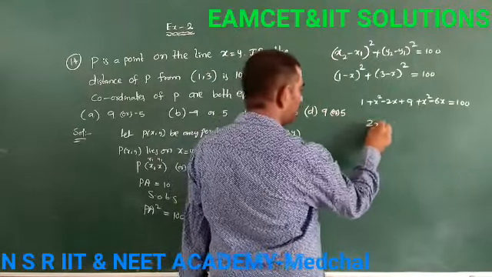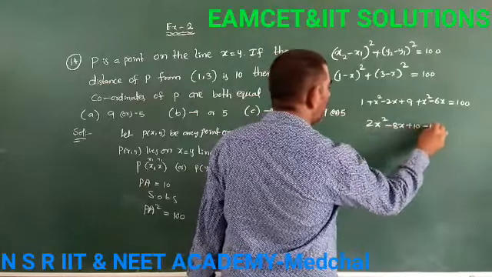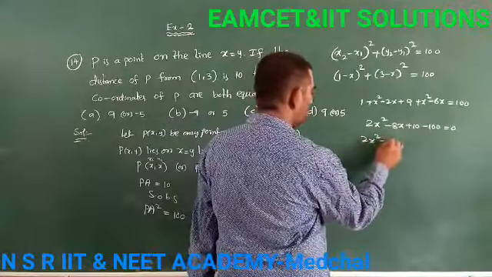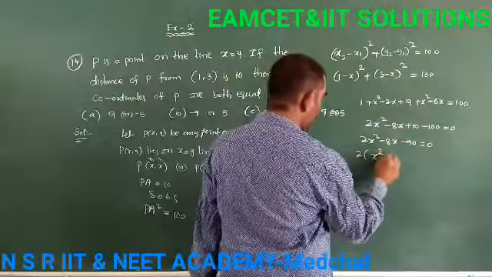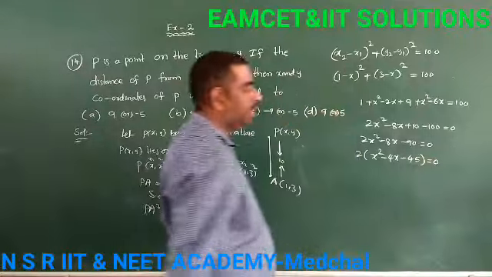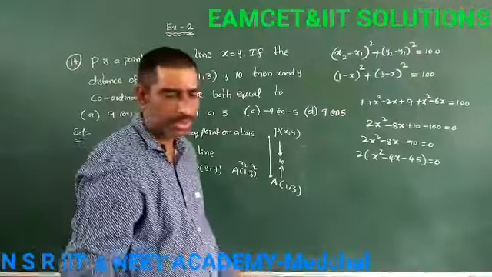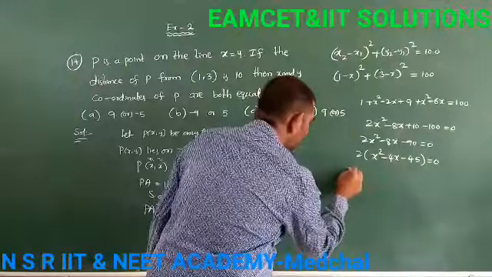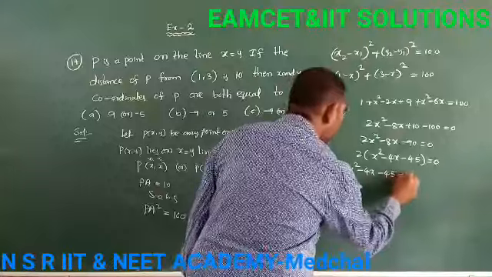X square plus x square is 2x square, minus 6x minus 2x is minus 8x, 9 plus 1 is 10, minus 100. The 100 comes to this side and becomes minus. So 2x square minus 8x minus 90 equal to 0. Take 2 as common: x square minus 4x minus 45 equal to 0. So 2 goes to that side and it becomes 0. So x square minus 4x minus 45 equal to 0.